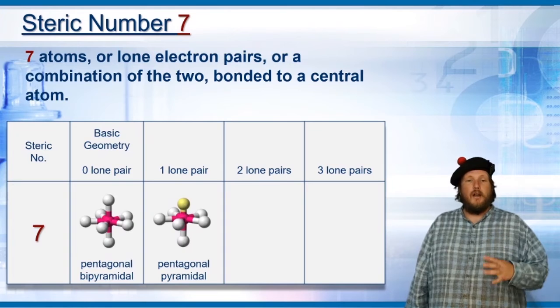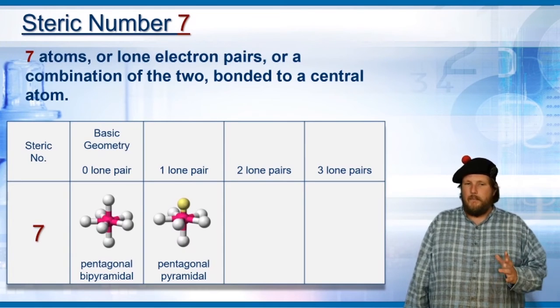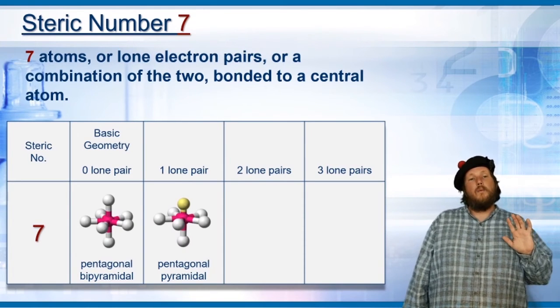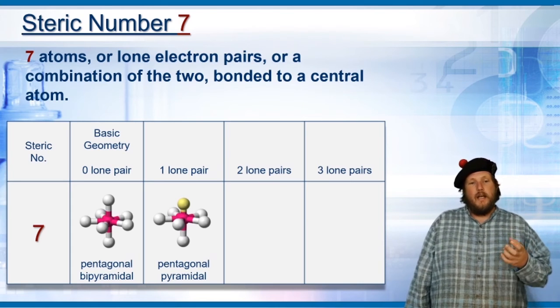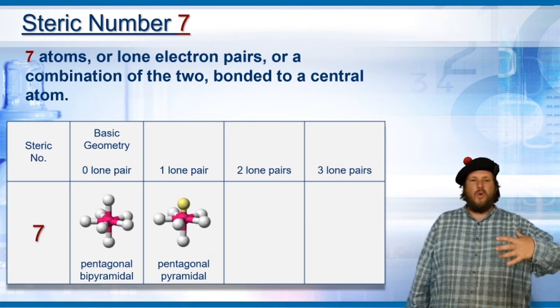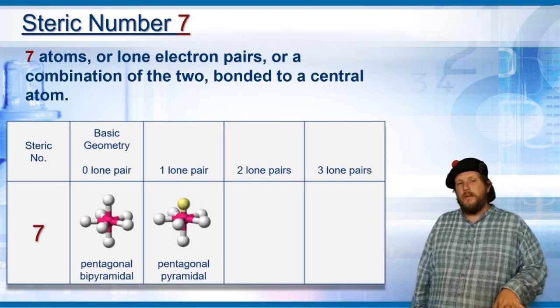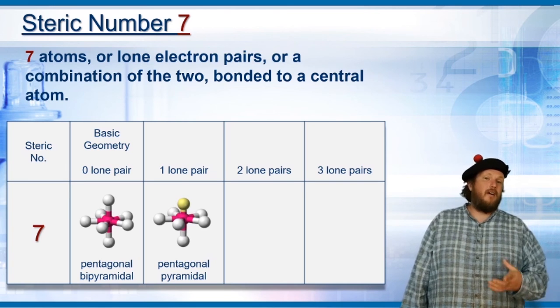So steric number of 7, possible. We get 7 atoms around, steric number of 7. A pentagonal bipyramidal or a pentagonal pyramid with 1 lone pair. These don't happen very often at all.